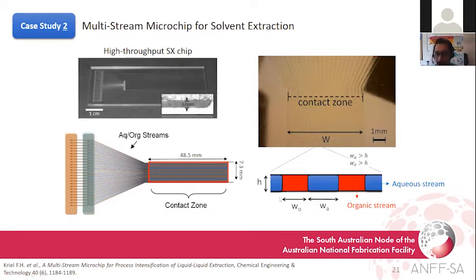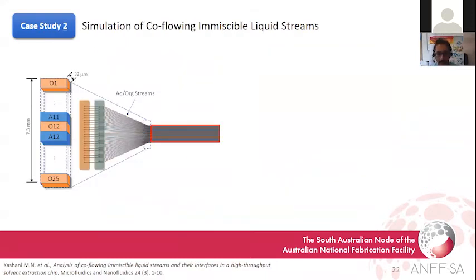So the position of the interface and the width of each stream can be controlled by tuning the flow rate. For having streams contacting each other properly without any breakup or producing any droplet, we need to know the flow rate of each stream. This challenge was answered by simulation. So we consider the contact zone and run multiple simulations with different aqueous and organic flow rates and find the width of each stream in each section of the zone.